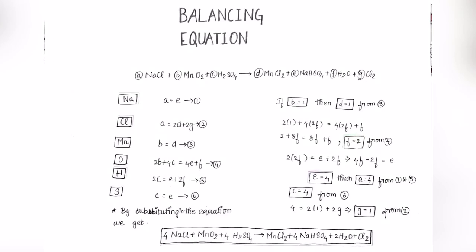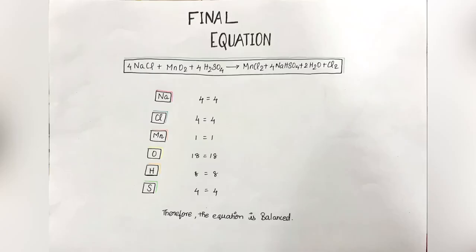And also we know that C is equal to 4 from the sixth equation. And from the second equation, we can substitute the values of A and D to get the final answer of G equal to 1. And finally, we have found all the values of the variables. And the next step is to substitute the values of the variables in the equation. So after substituting the values of the molar coefficients, we get the final equation to be 4NaCl plus MnO2 plus 4H2SO4 gives MnCl2 plus 4NaHSO4 plus 2H2O plus Cl2.